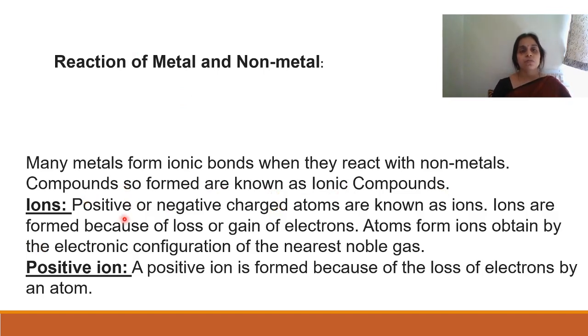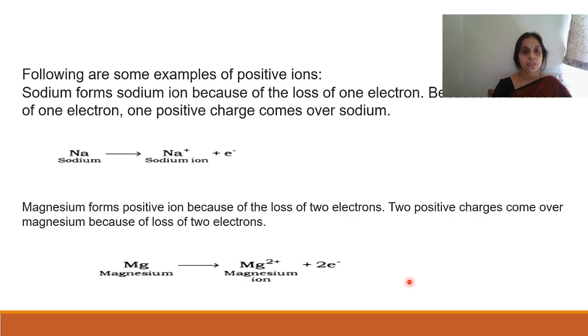Coming to ions, positively or negatively charged atoms are known as ions. Ions are formed because of loss or gain of electrons. Atoms form ions to obtain the electronic configuration of the nearest noble gas. Coming to positive ions or cations, a positive ion is formed because of loss of electrons by an atom. Following are some examples of positive ions.